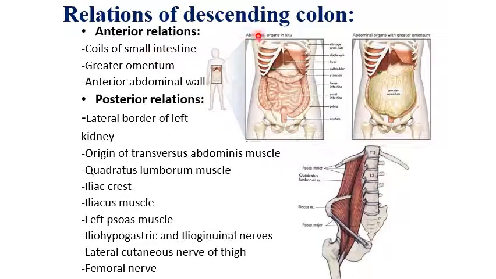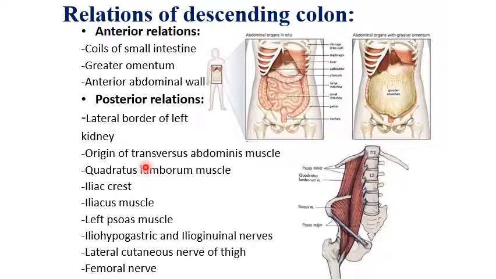And the relations of descending colon: in the anterior relations, coils of intestine will come, then greater omentum and the anterior abdominal wall. So all these will cover the descending colon also. In the posterior relation, lateral border of the left kidney. Here there will be left kidney. So posterior relation is formed by the lateral border of left kidney.